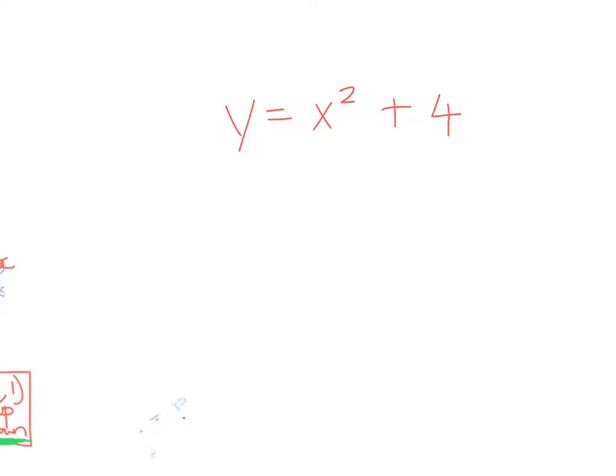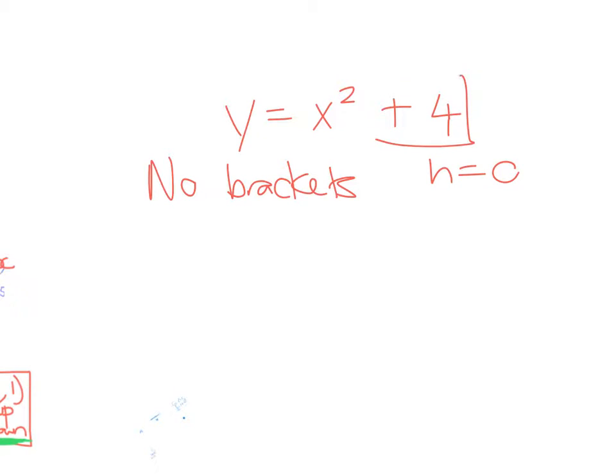Now in this case, you have no brackets. That means h is 0. So h is 0, and you do not move it across. All you worry about is this: that's not in the brackets and it's positive. If you look back at those notes that I said you must know, that means you move it up 4. So we get a graph of y equals x squared.